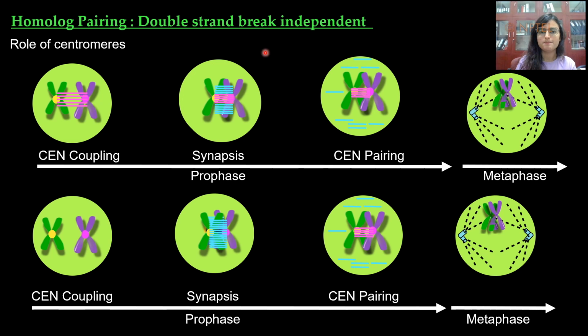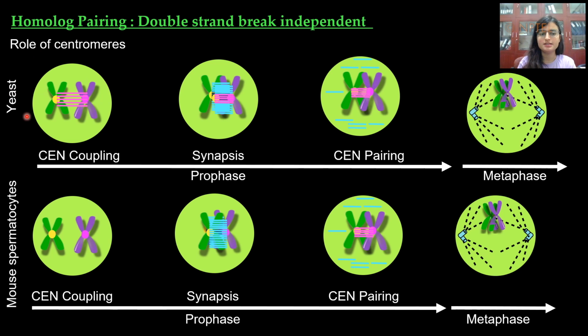We just saw that DNA double-strand breaks lead to the formation of intermediates which facilitate homolog pairing, and this is the canonical meiotic program. However, homolog pairing is also facilitated by interactions which are independent of DNA double-strand breaks. And we will see how the centromeres and the telomeres of the chromosomes are involved in this process.